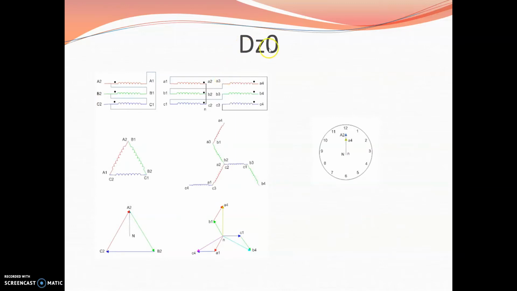Next comes the delta and the zigzag connection, that is A2, B2, C2 and a1, b1, c1. That is, the primary is connected in delta and the secondary in zigzag. So basically the phase difference between the A2 and a2 should be 0 degrees as the clock is showing 12 o'clock.